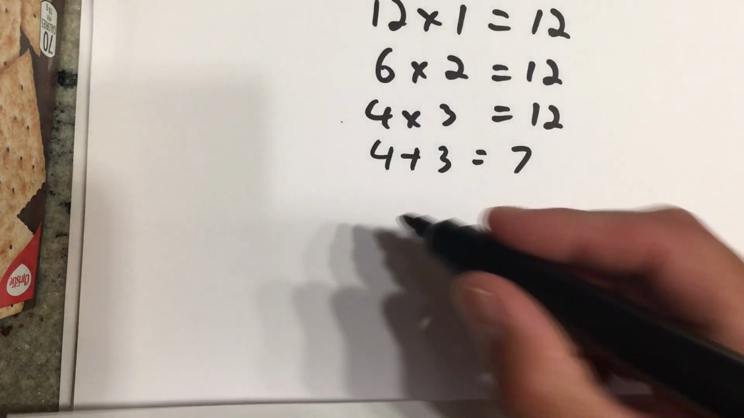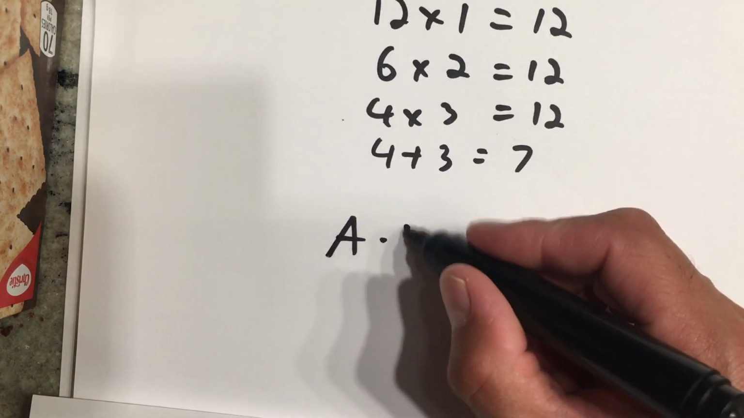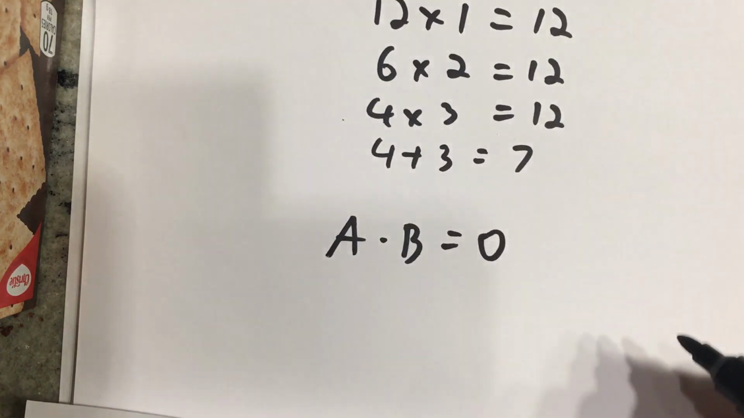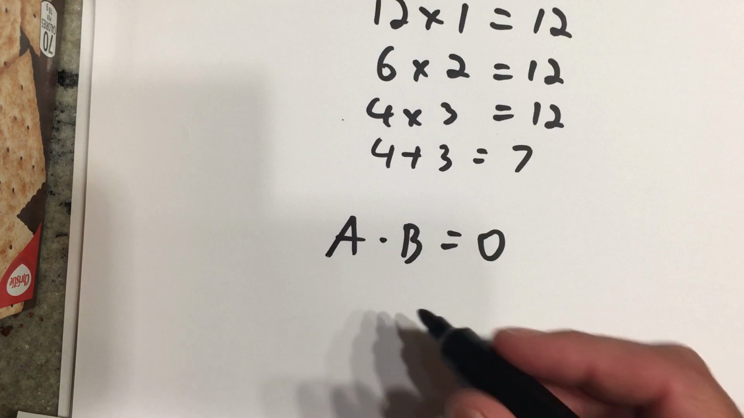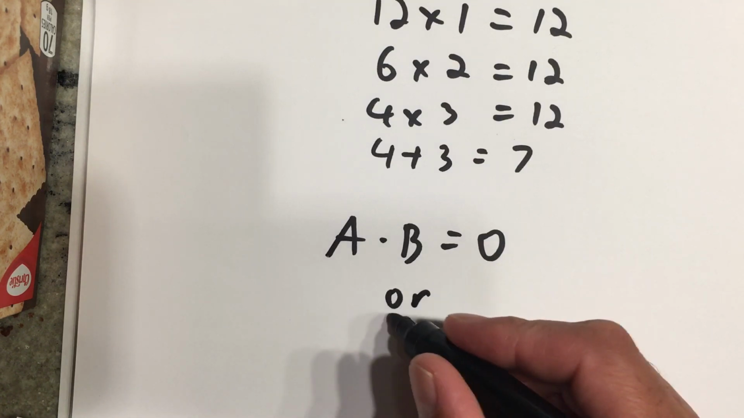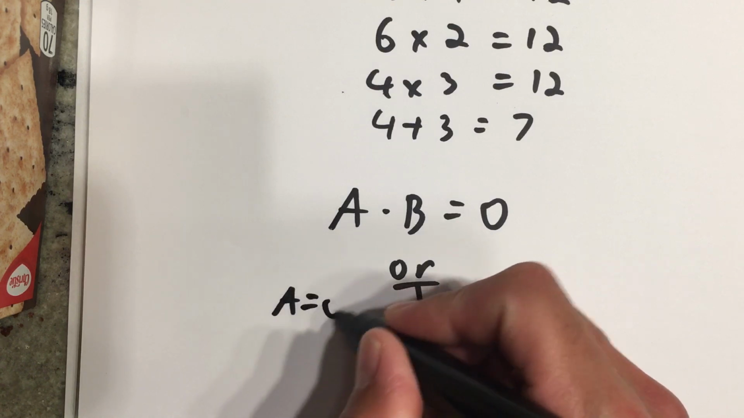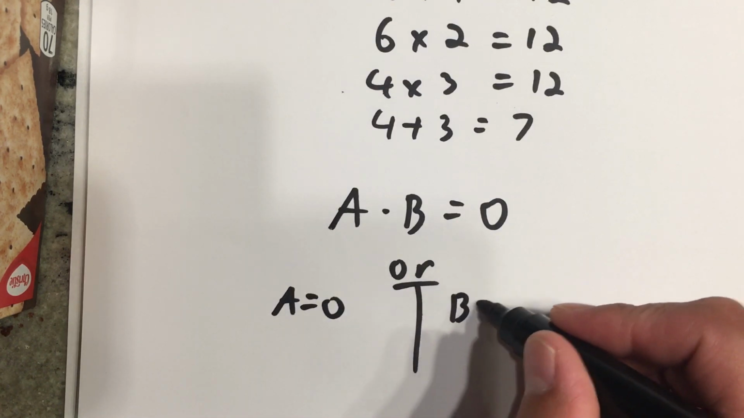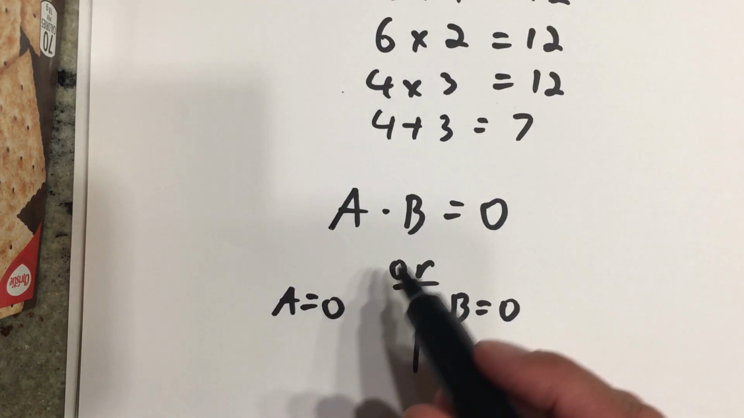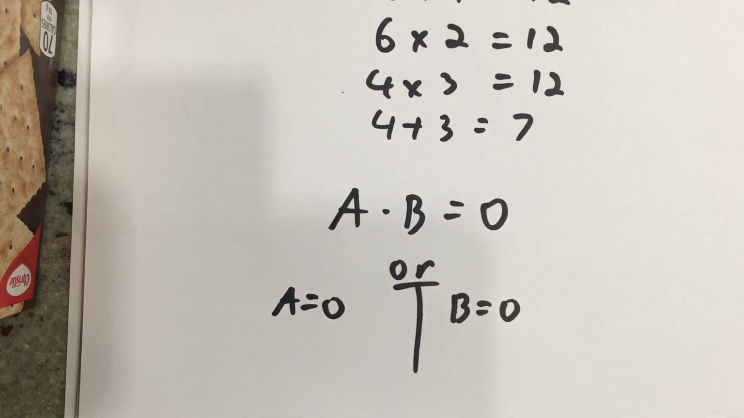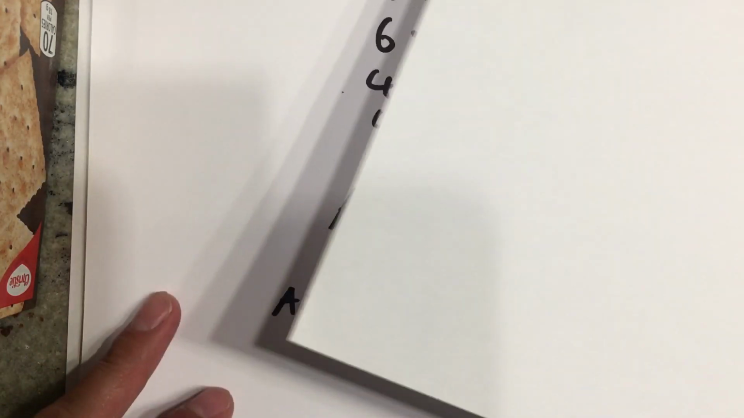You see, if I had two unknown numbers, let's say a and b, and a times b was equal to 0, I would know that either a is 0 or b is 0. That's the only way that the product of these two could be 0. I'm going to apply that logic here.